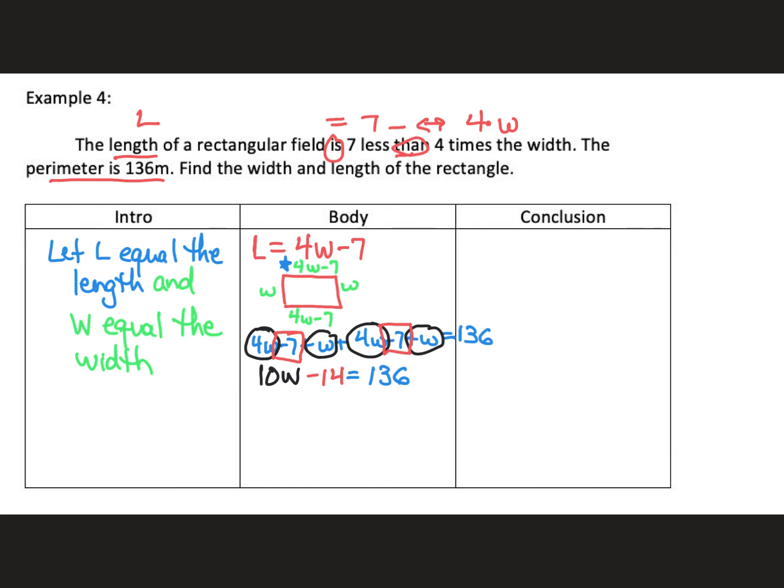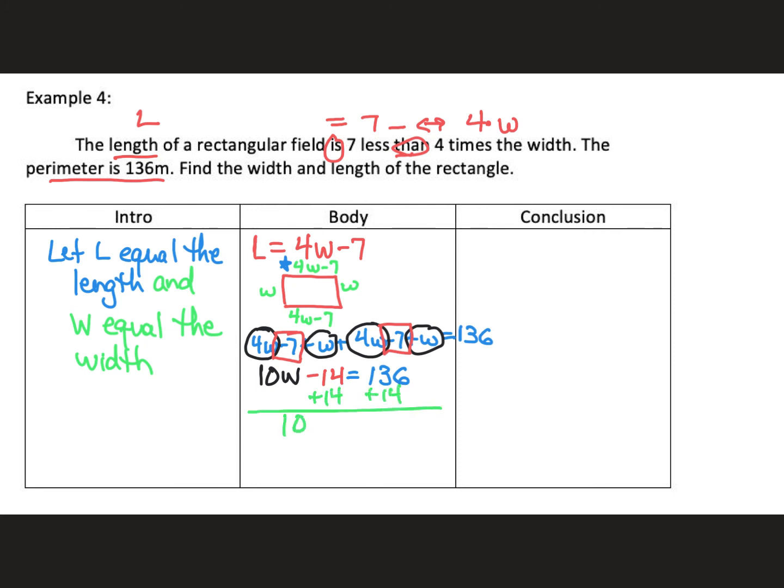Okay, so let's solve this equation. Who wants to be with the 136? Is it negative 14 or is it 10W? Well, negative 14 wants to be over here with his friend. So what are we going to do? Because it's subtract 14, we are going to add 14 to both sides.